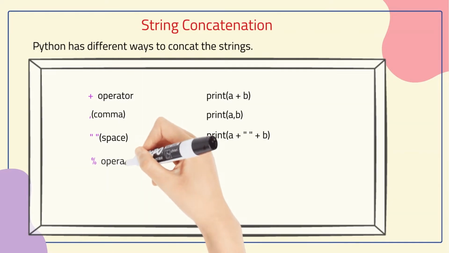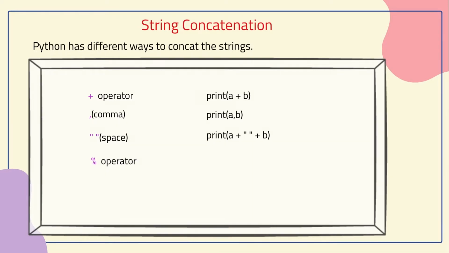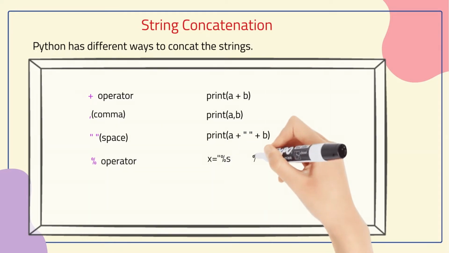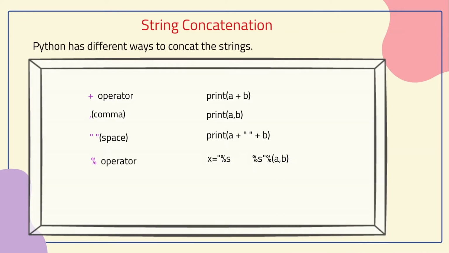Using the percent operator. For example, to substitute the values of variables a and b in strings in the same order using %s. Variable a gets substituted to the first %s and variable b gets substituted to the second %s.